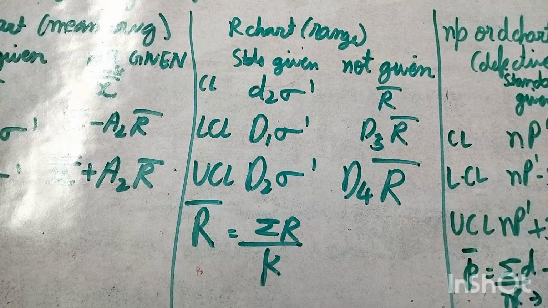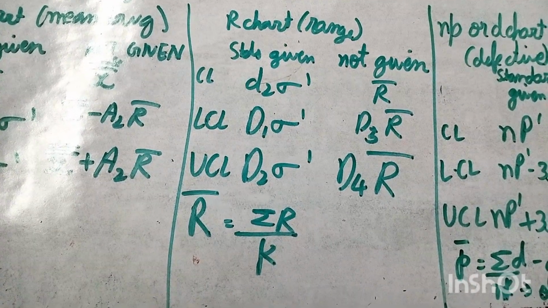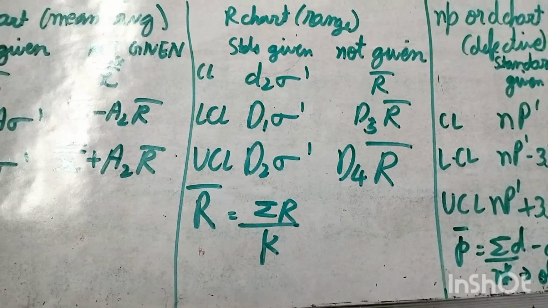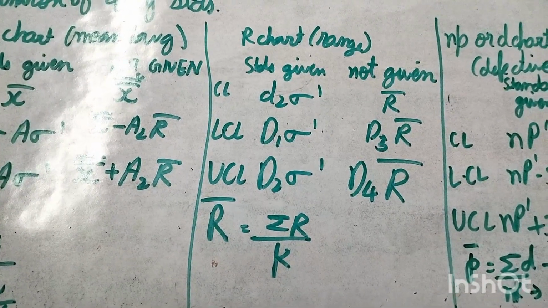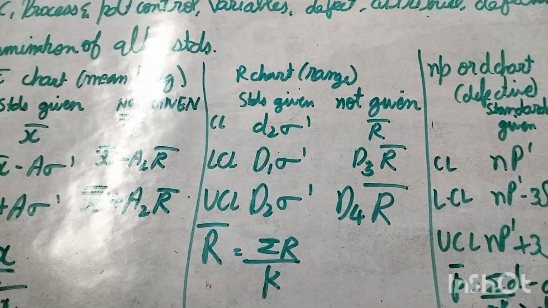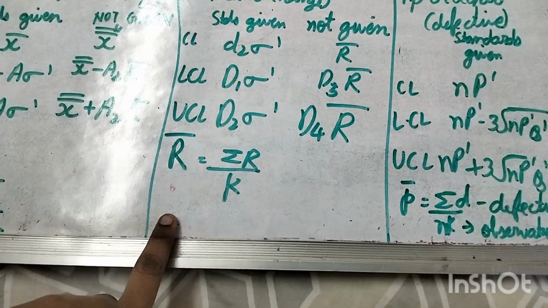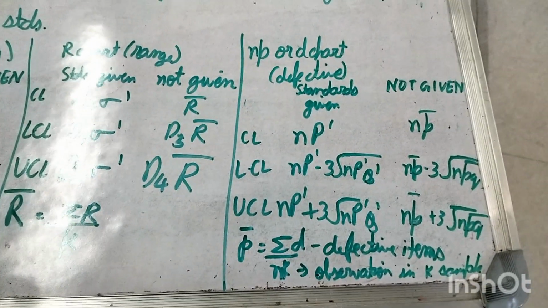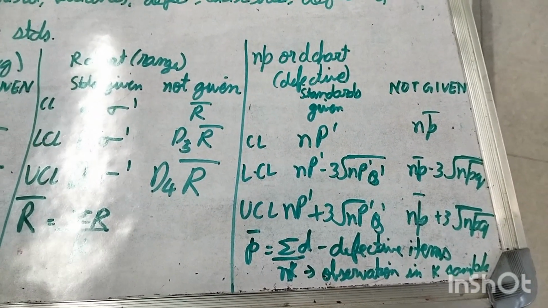So class limit D2 sigma dash. For lower class limit D1 sigma dash. UCL is D2 sigma dash. For standards not given, its class limit is R bar, lower class limit is D3 R bar, upper class limit is D4 R bar. And here you find R bar, that is summation R by K. So NP or D chart is for defectives, and C chart is for defects.